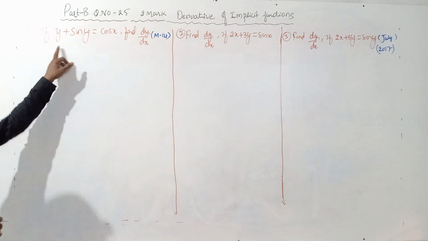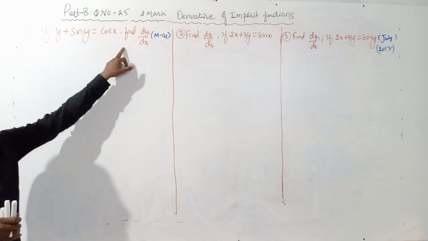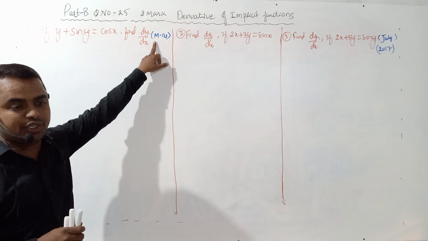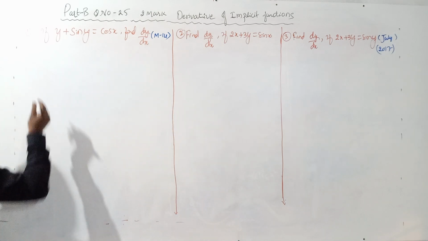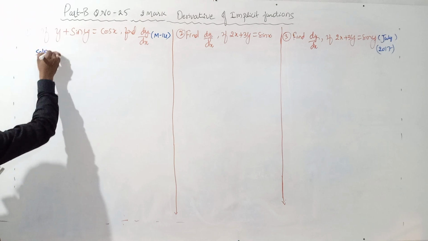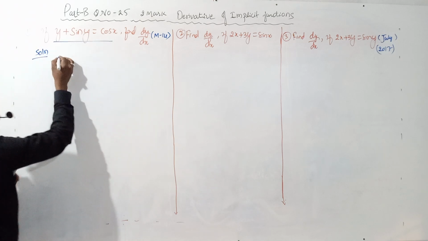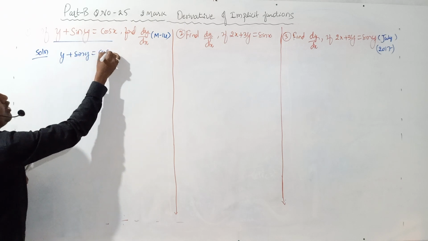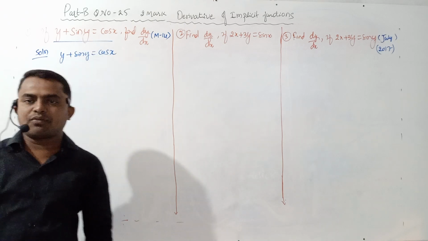First problem: if y plus sin y is equal to cos x, find dy by dx. This question has been asked in March 2014. First we have to write the given function, that is the solution of the problem. First write the given function: y plus sin y is equal to cos x.